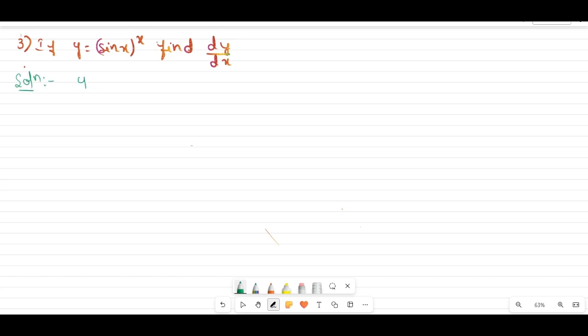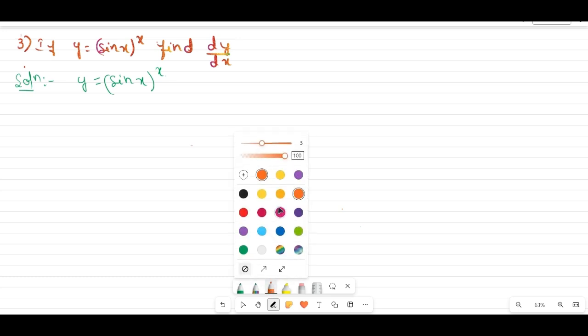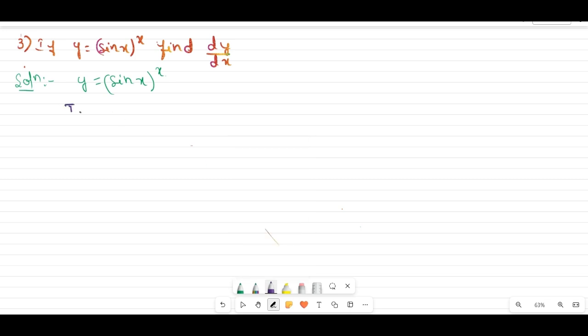So I am considering the problem, sin x whole power x. I will select some other color, let me select blue. Take log on both the side. If you take log on both the side, let us see what we will get. Log y is equal to log of sin x whole power x.